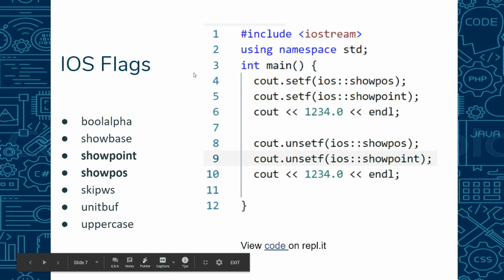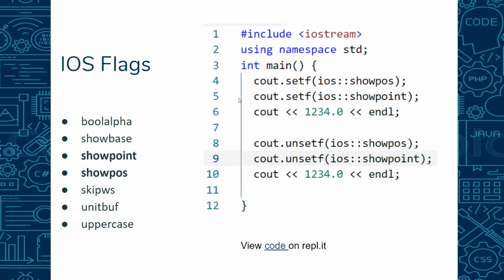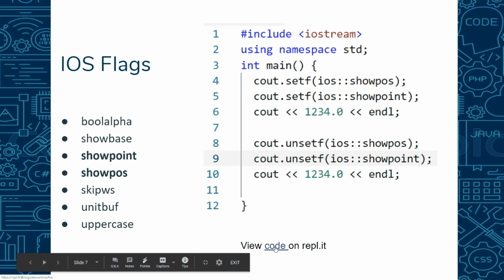Now there's a couple of things you can do to modify the output, and we've done some of these before. Let me show you a couple throughout here. So here we've got cout.setf, and it says showpos and showpoint. So if I do a cout statement, that's going to show the positive. Let me show you. I think I have the example right here.